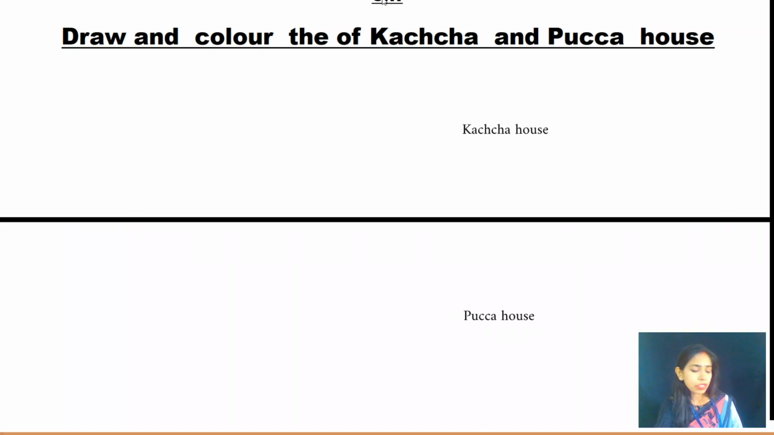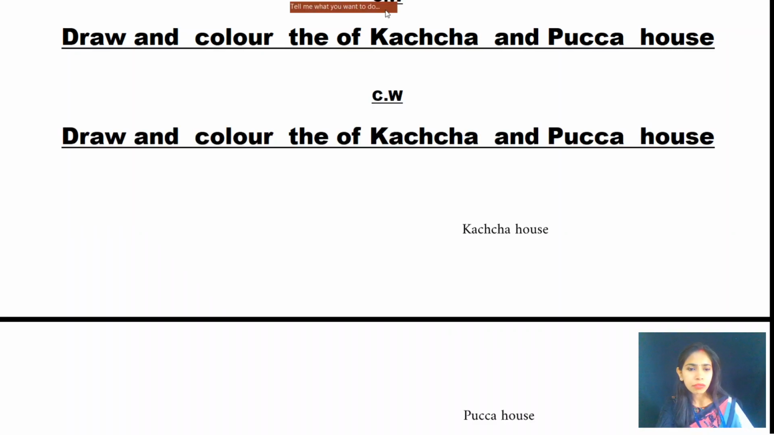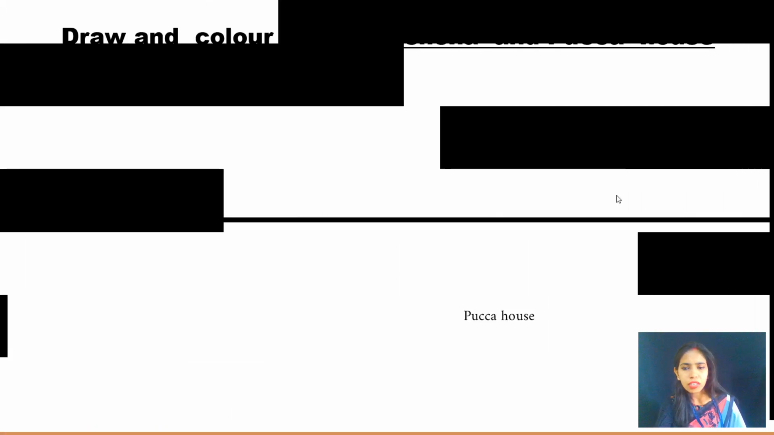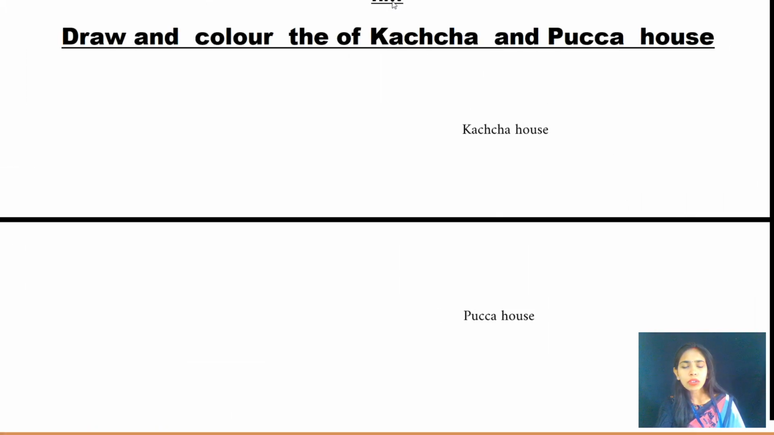Though I have written it as a classwork, you don't have to do it as a classwork. I'll just do the correction. Just give me a second, and instead of classwork I am going to write homework, because I want you all to do this as a homework, not as a classwork, right? So please write down homework, and then you have to write down the heading. What is the heading and what you are supposed to do in the homework? Draw and color the picture.